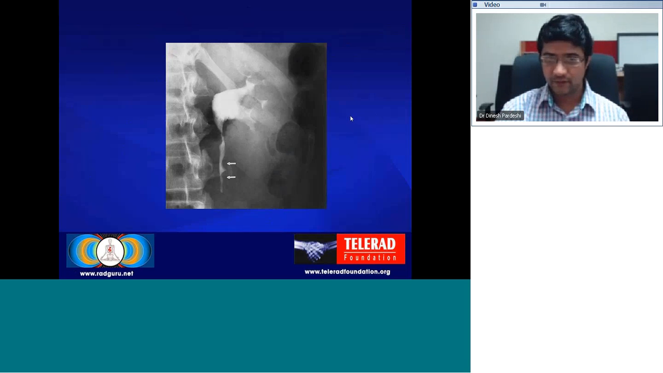After seeing the deviation, there are multiple causes of the filling defect or the narrowing of the ureter, and narrowing can be due to the stricture or intraluminal causes or extraluminal causes. IVU will help us to delineate the intraluminal causes, but for mural and extraluminal causes IVU has very limited use.